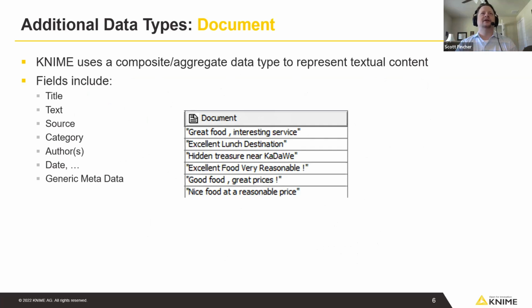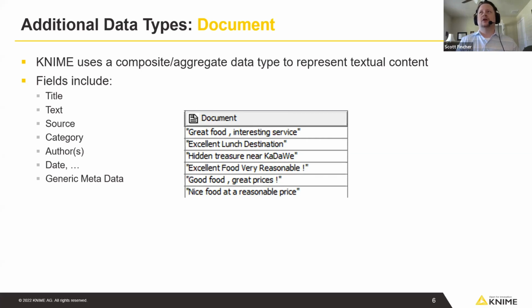So one is called a document. What is a document with respect to KNIME? Well, it includes lots of information. It includes not only the text that we're actually going to be processing, but it also includes other meta information. So we can store, in addition to the text, the title, if it's an article or a review that we're looking at. We can store the source of the data. We can store the author who wrote it, when it was written. Importantly, for classification, we often want to store the category of the document.